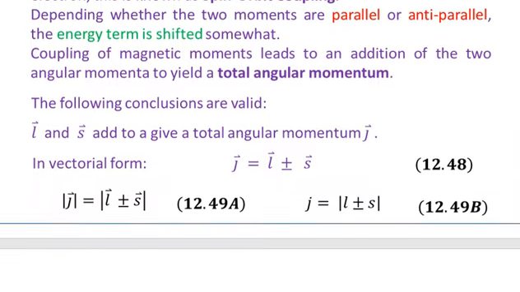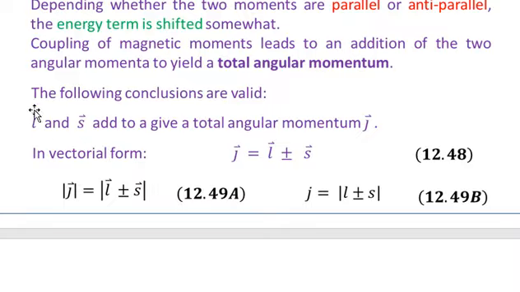The following conclusions can be derived. L is the orbital angular momentum in vectorial form. S is the spin angular momentum in vectorial form. So L and S add to give a total angular momentum J of the atom. So in vectorial form, we can write that J is equal to L plus minus S. So this is the vectorial form. Even if you use only a single sign in the vectorial form, that will be enough to define equation number 48. So J on the left hand side is the total angular momentum, which is related to the vectorial addition of the orbital angular momentum and the spin angular momentum, as shown in equation number 48.